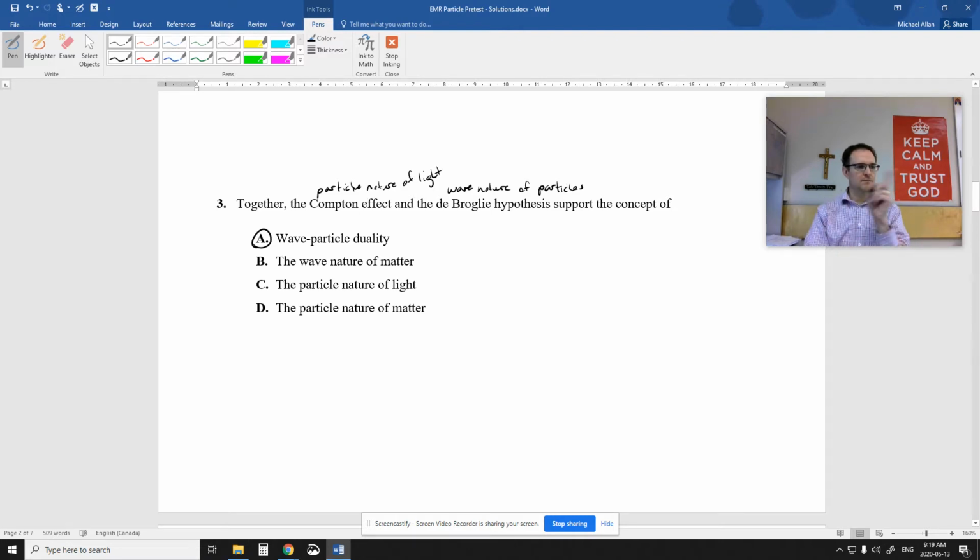Right. So those two together would create a wave-particle duality. It's pretty easy. Once you talk about de Broglie, you always talk about wave-particle duality. So these guys go hand in hand with each other. Now, if it wasn't de Broglie, if it was just Compton and the photoelectric effect, those two things together would just be the particle nature of matter.